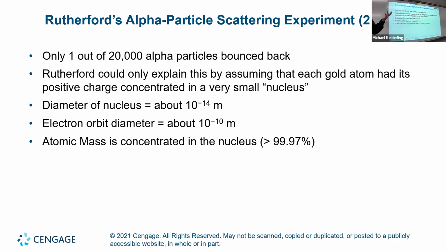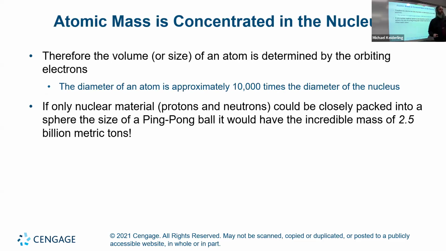But 99.97% of the mass of an atom is concentrated in the nucleus. Because, you know, electrons are like 1/2000th of the mass of protons and neutrons. The atomic mass is much more concentrated in the nucleus. So what we have is a ball with electrons sort of flinging about a tiny super dense object in the middle. So the volume or size of an atom is determined by the orbiting electrons. The diameter of an atom is about 10,000 times bigger than the nucleus.